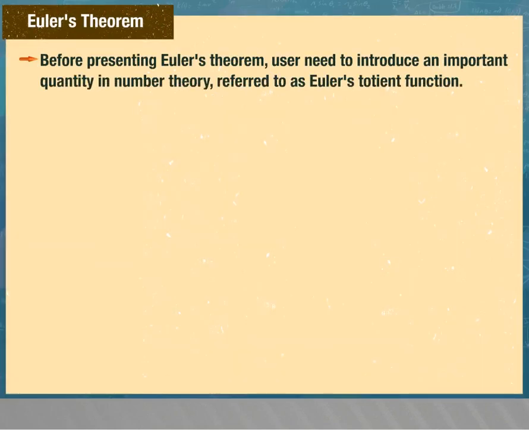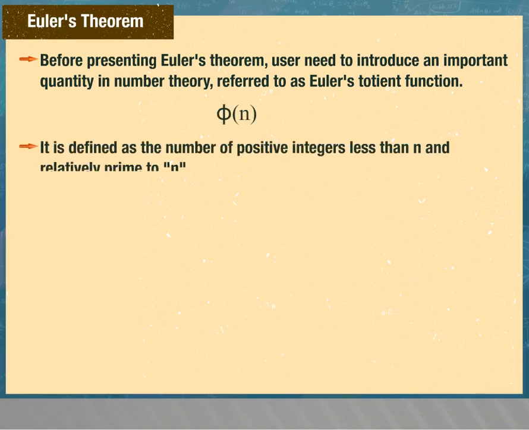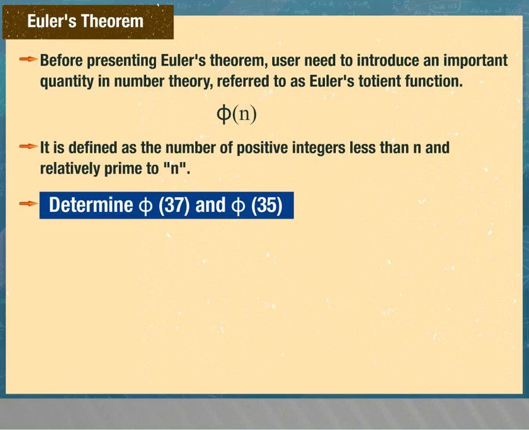Before presenting Euler's theorem, we need to introduce an important quantity in number theory referred to as Euler's totient function, phi of n. It is defined as the number of positive integers less than n and relatively prime to n. Determine phi of 37 and phi of 35.